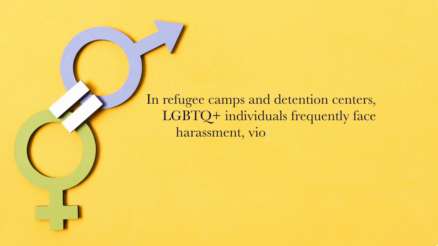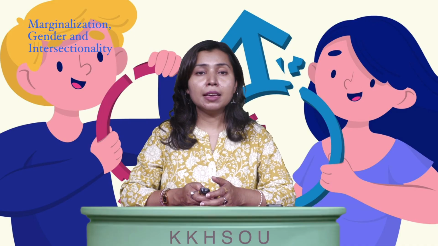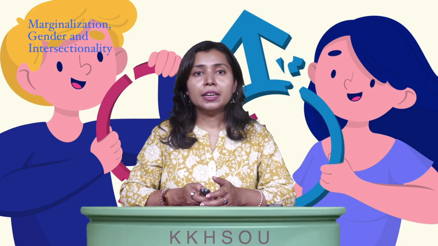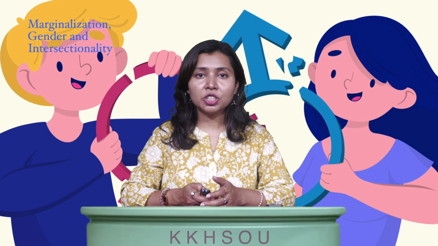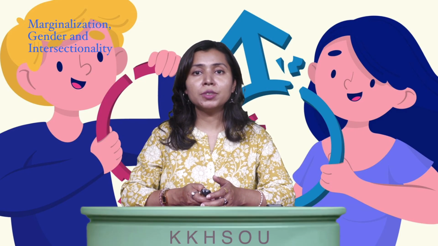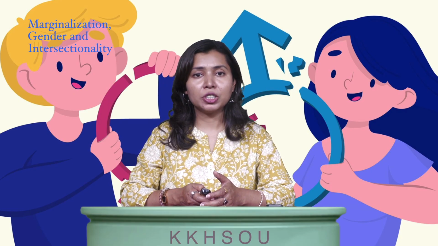In refugee camps or detention centers, LGBTQ plus individuals frequently face harassment, violence, and isolation from other refugees. They may also encounter discrimination in resettlement countries, compounding their marginalization. This case illustrates how intersecting identities create unique vulnerabilities that require tailored policy responses and support systems which are sensitive to multiple intersecting dimensions of marginalization.